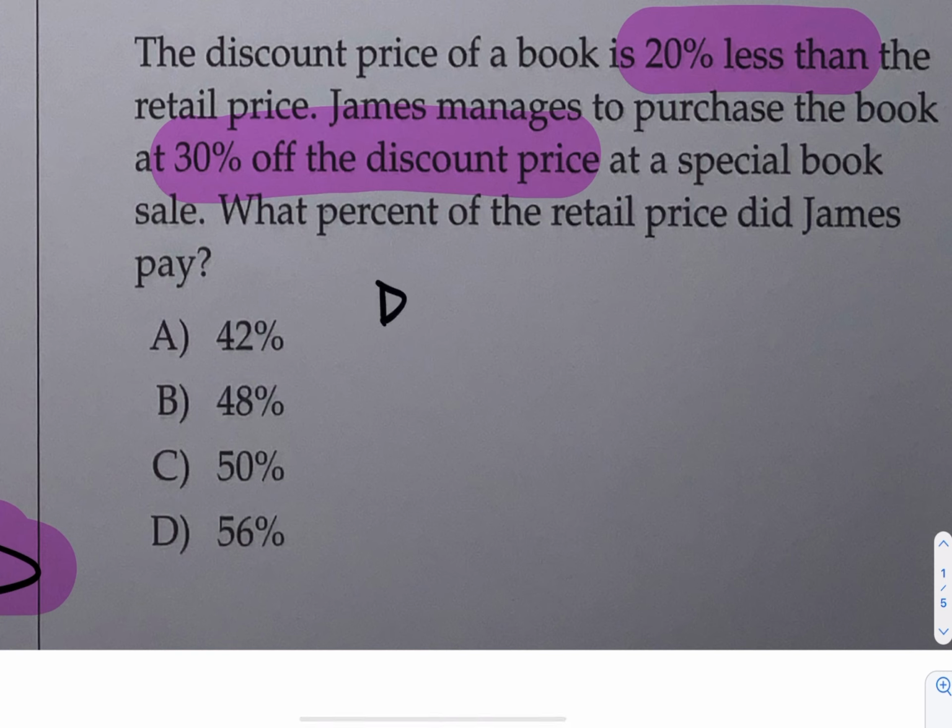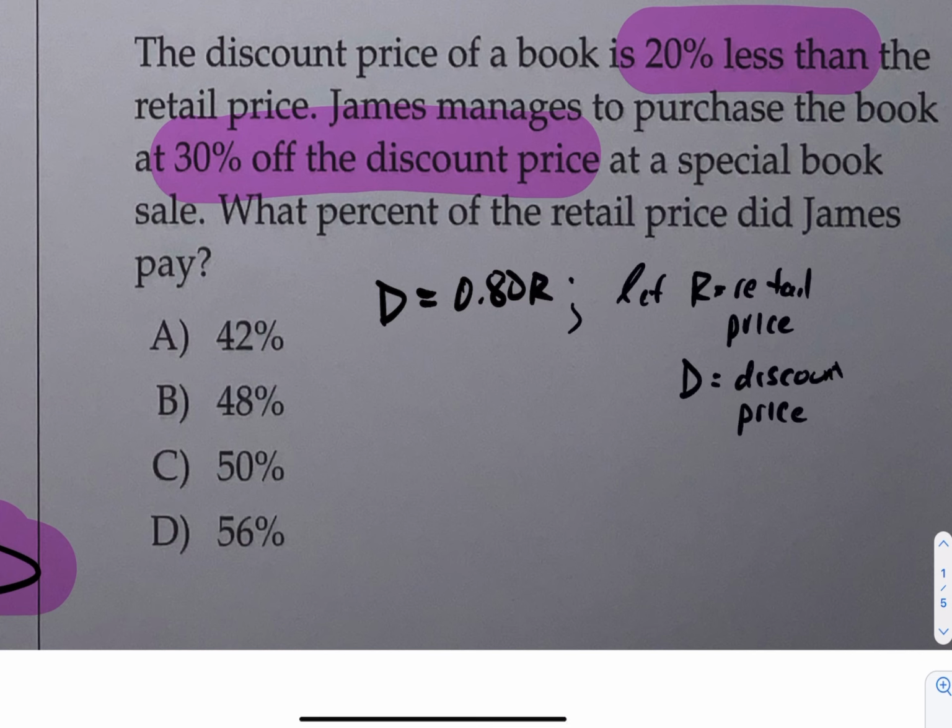The discounted price of the book, I'll let that be D. If you're taking 20% off the book, you're left with 80% of the retail price. I'll let R be the retail price here, and I'll let D be the discount price. So now we have James purchase the book, and for this special book sale, we'll call this S.